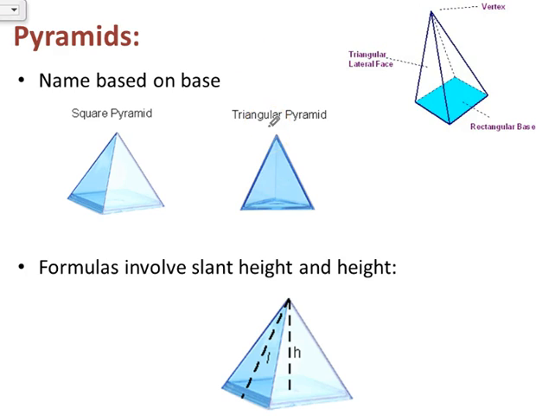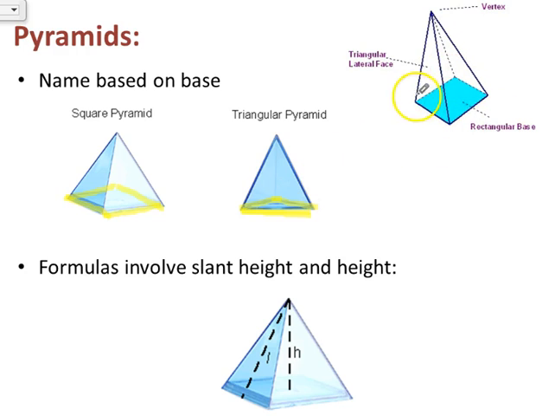So now that you guys know what prisms are and how we name prisms, let's focus on pyramids. You're going to be looking at pyramids as well this week. And pyramids are also named on their base, as I mentioned before. So we can actually have a square pyramid if we have a square base. Other times we might have a triangular pyramid if we have a triangular base. So you can see examples of both of those.